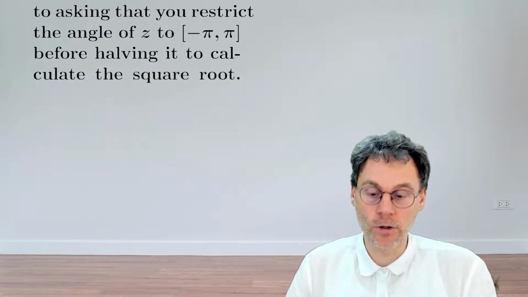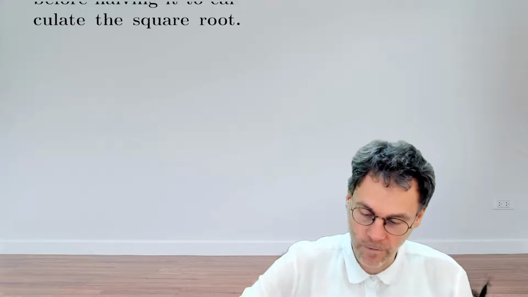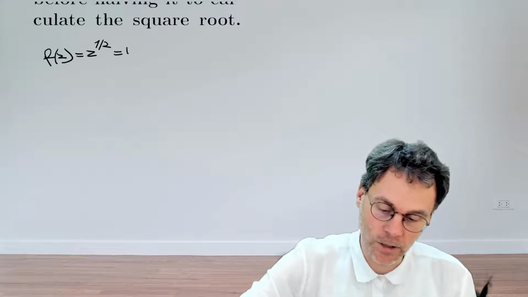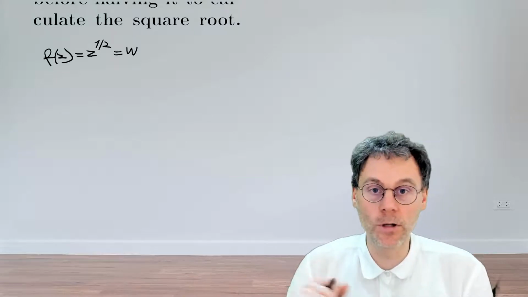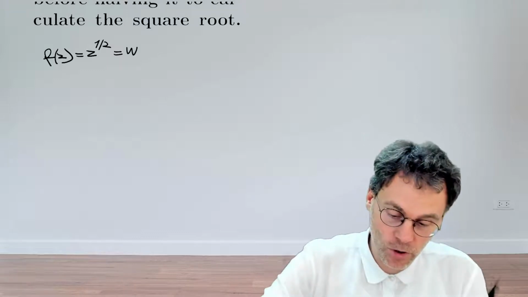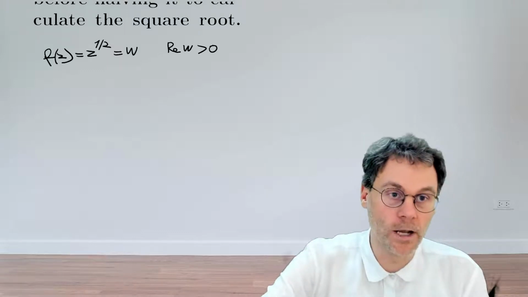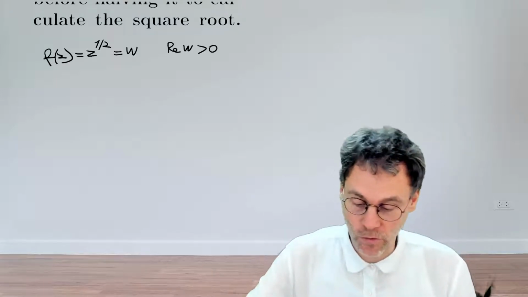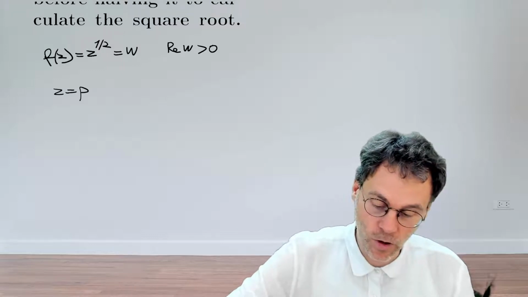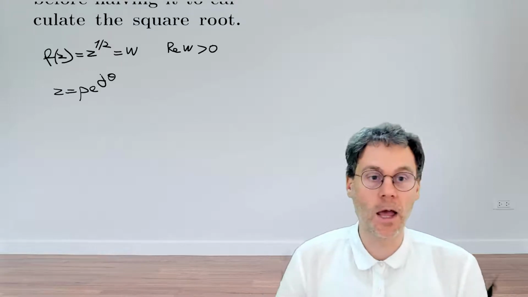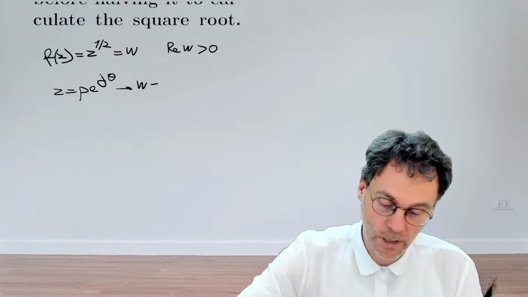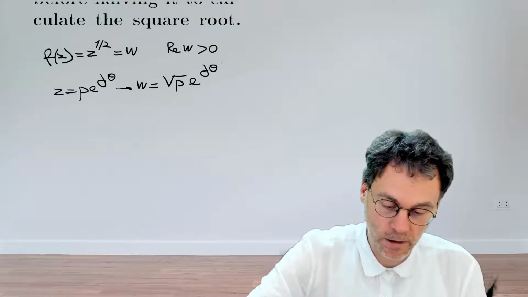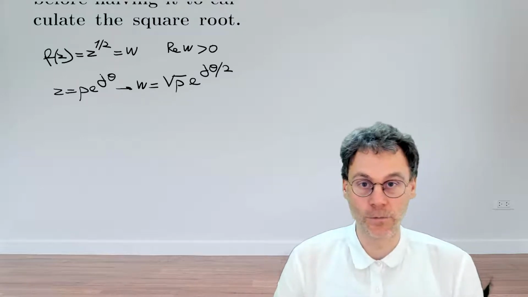Okay, so if we want to calculate the square root, we have that f of z is z to the power of 1/2, and the result is our w. So we go from the z-plane to the w, and then we restrict our solutions to real parts of w being positive. Now, if we want to express this in terms of angles, we can write z as rho exponential j theta. And then we can just calculate w by taking the real valued square root of the argument rho, and then just taking the angle theta and dividing it by 2.